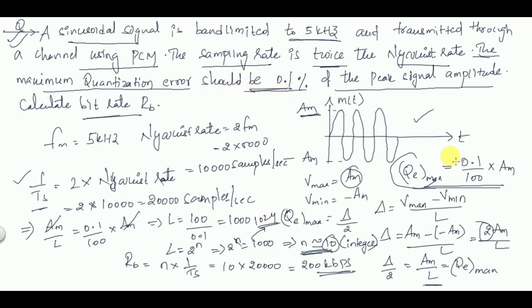This is how we can solve a problem based on the condition given. In order to solve this, we need to get the concept perfectly, that is, the QE max value. QE max is equal to del by 2, and del by 2 is this. This is one of the important models for the questions asked in competitive exams regarding PCM.